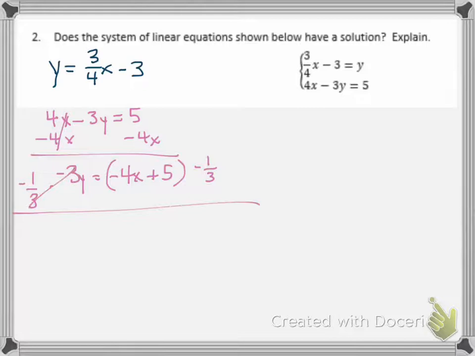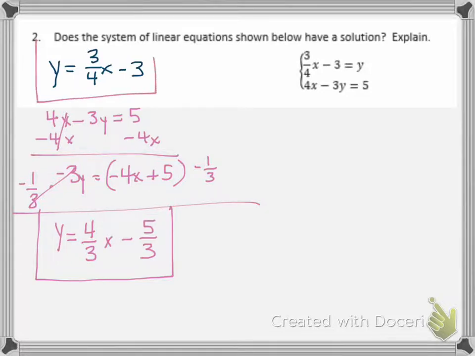And so that gives us y equals a negative 1/3 times a negative 4, which is a positive 4/3 x. And a negative 1/3 times 5 is a negative 5/3. So here are our slope-intercept forms. Y equals 4/3 x minus 5/3, and y equals 3/4 x minus 3. Since the slopes are different and my y-intercepts are different, I know that they're going to cross. So there is one unique solution for this system.